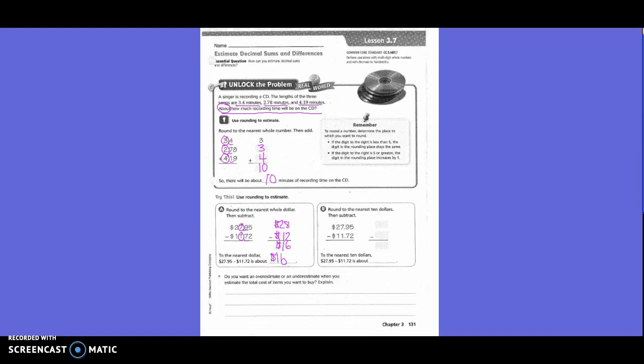Letter B, they want us to round to the nearest $10 this time and then subtract. So am I going to circle the 2 or the 7? The 2. Okay, I'm going to circle the 2 because that's in the 10 spot and underline the 7. So that would be what? $30.